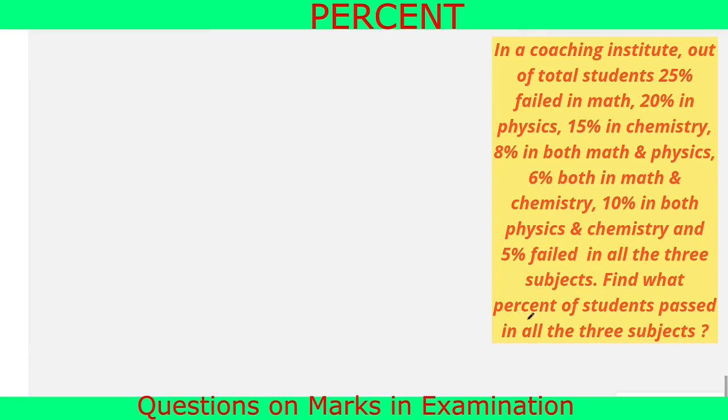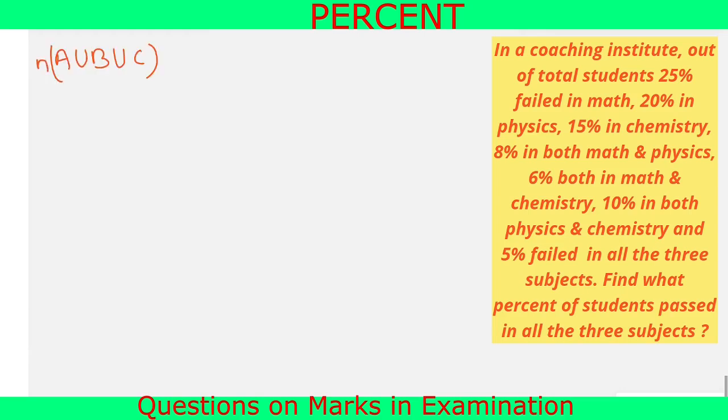Find what percent of students passed in all the three subjects. Similar question. We'll first solve it by set theory. There are three subjects, math, physics and chemistry. We write it as A, B and C.